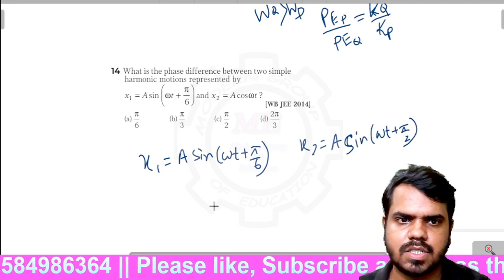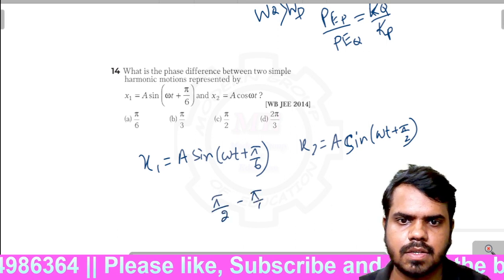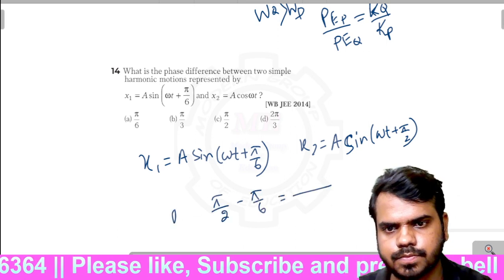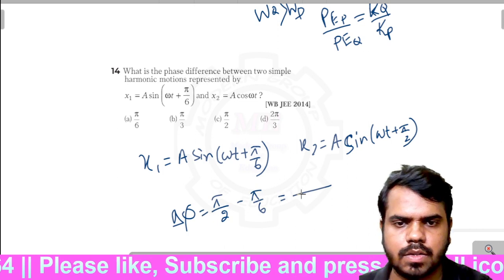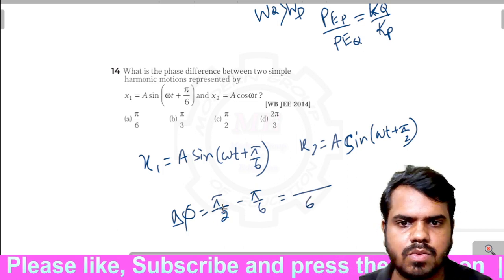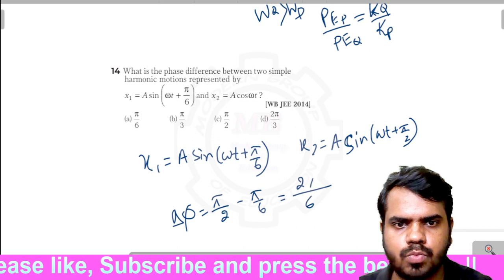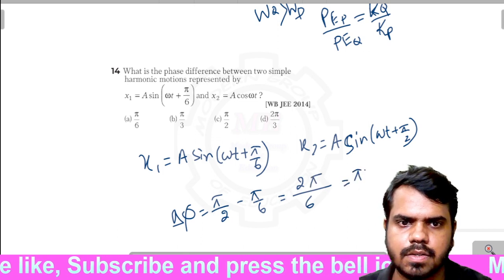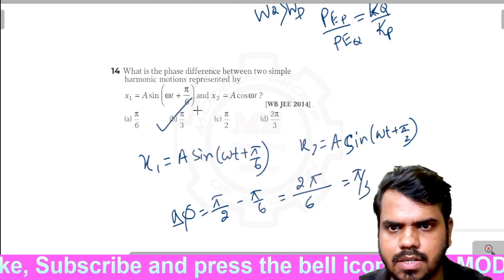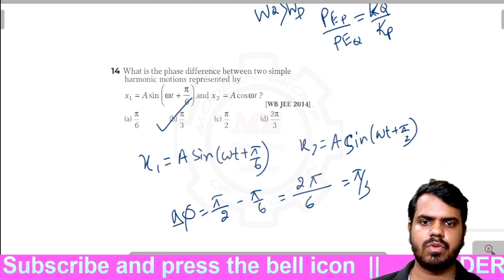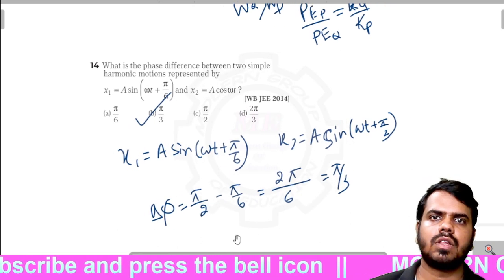So the phase difference is pi by 2 minus pi by 6. That means taking the LCM of 6, it will be 3 minus 1, 2. 2 pi by 6, that means pi by 3. Pi by 3 is the correct answer. So option B is the correct answer. Hope you have understood all these concepts and all the questions.